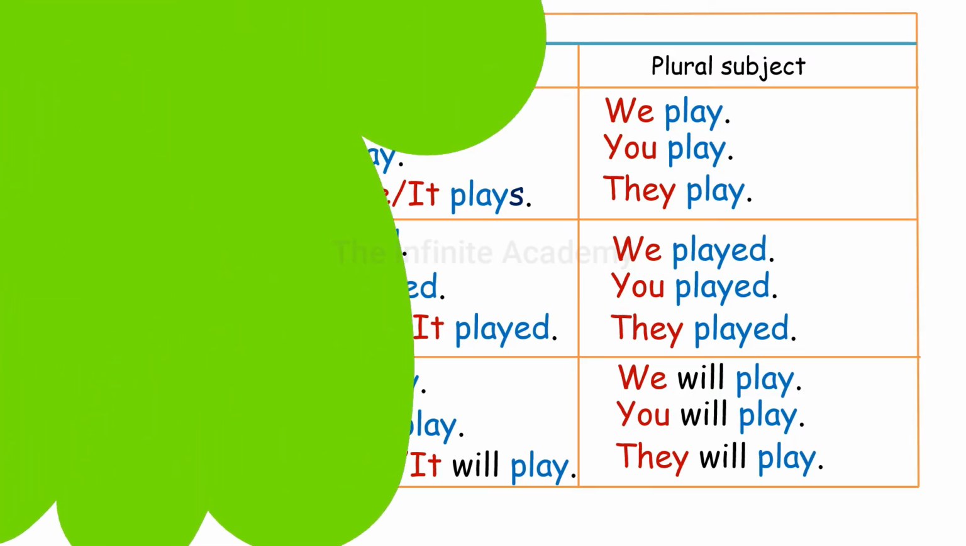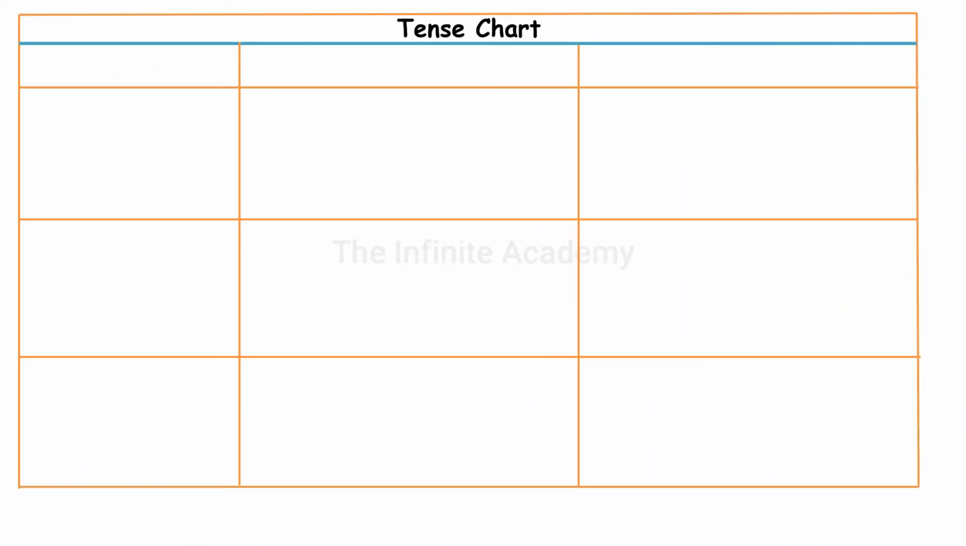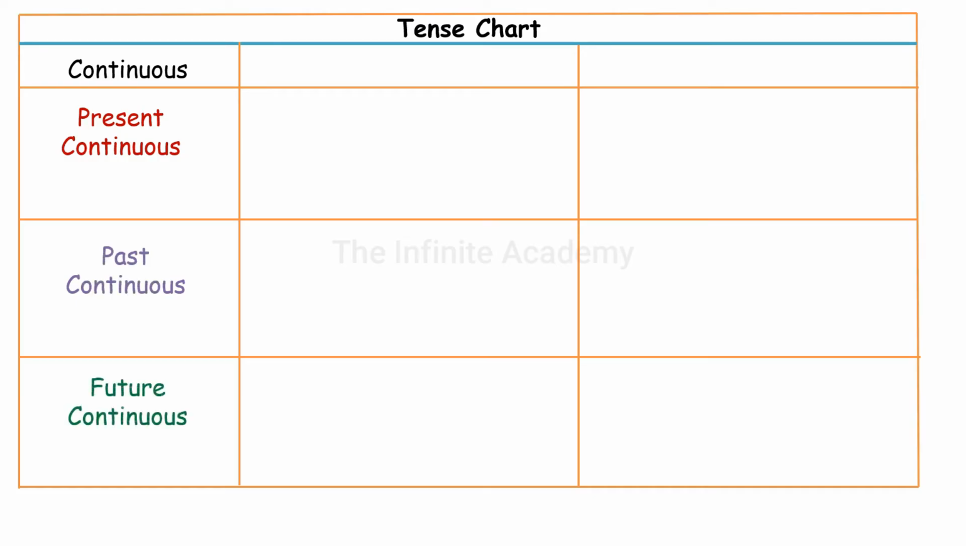Now we will use the same word play and make sentences in continuous form. There are 3 continuous forms: present continuous, past continuous and future continuous. In present continuous form, we make sentences with subject plus is, am, are plus verb in its ing form.